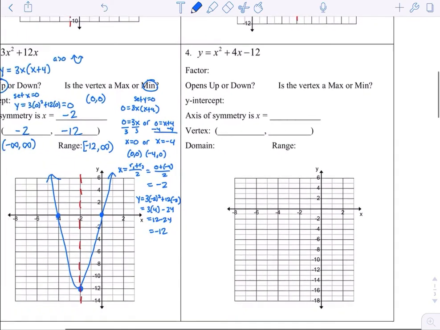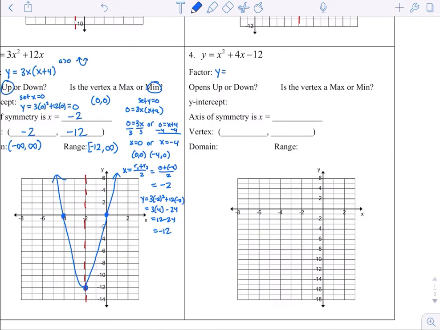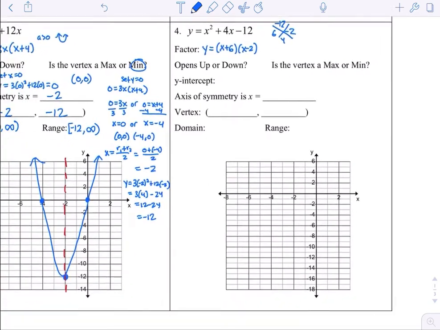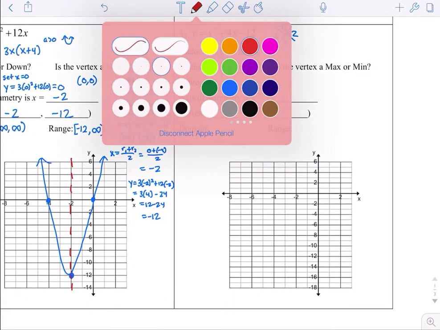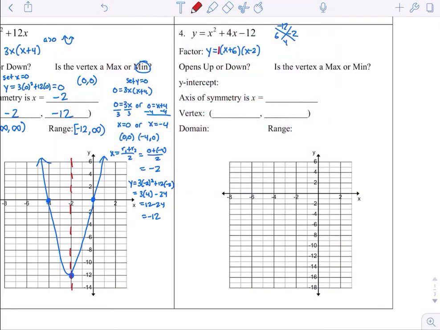Alright, number 4. Factor: y is equal to x squared plus 4x minus 12. Two things that multiply to negative 12 but add together to 4: 6 and negative 2. So it's x plus 6 times x minus 2. Alright, your a value right here, there's a 1 there. So a is definitely bigger than 0, which means it opens up.